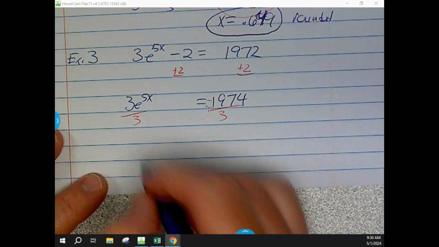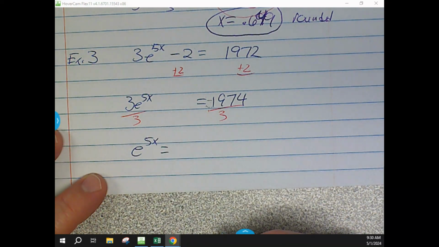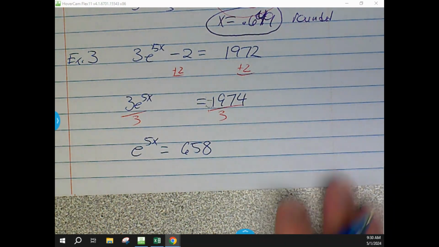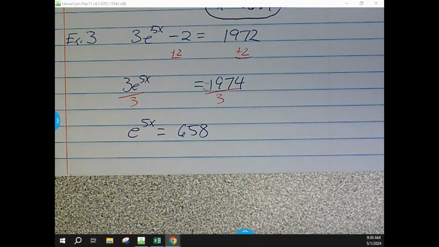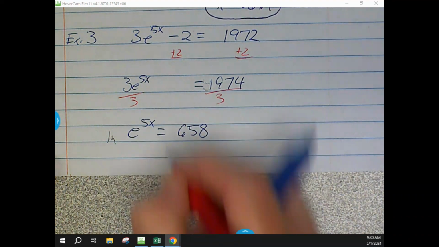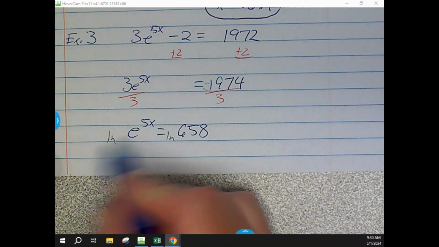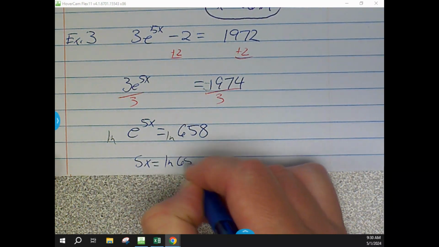So then we've got e to the 5x equals 1974 divided by 3. That would be 658. Okay, and now you can take the ln on both sides. So now you can throw in the ln of e to the 5x and then the ln of 658. Okay, so again, the ln and e cancel each other out. That makes it 5x equals the ln of 658.